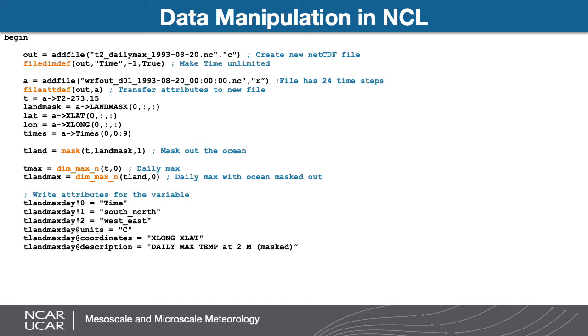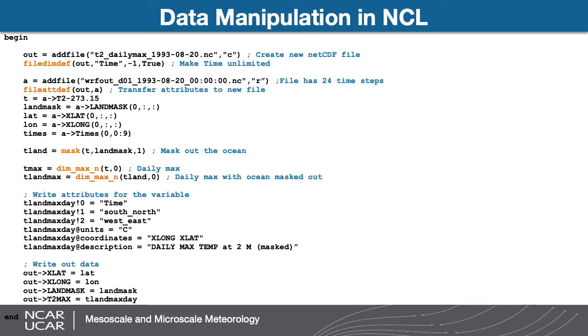Now we want to write specific attributes for the variable. We're saying that the 0th dimension is time, the first dimension is south_north, and then west_east. We're saying the units are in Celsius, the coordinates are latitude and longitude, and the description of our variable is daily maximum temperature at 2 meters masked.